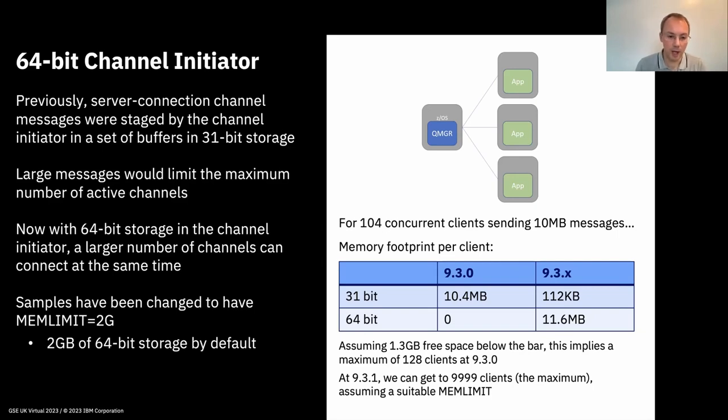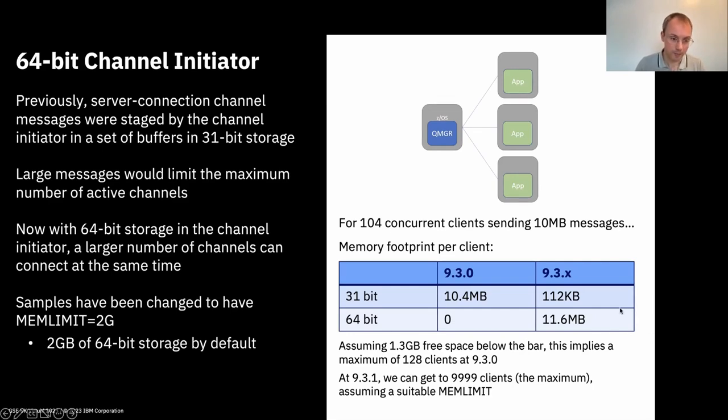This is something that's been on our backlog for quite a while, and by moving the channel initiator to be able to exploit above the bar storage, we can now support significantly more channels coming in directly to the z/OS platform. So you haven't necessarily got to have additional queue managers sitting in front of your z/OS platform, providing a kind of connection concentration feature to reduce the number of channels that are coming up to z/OS.